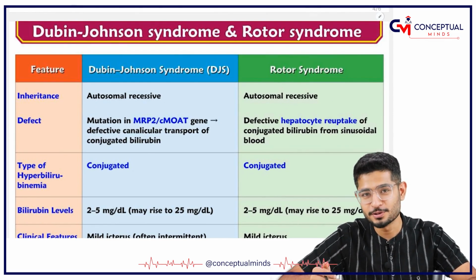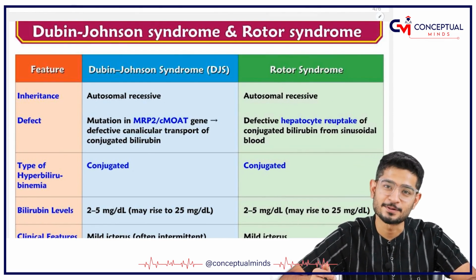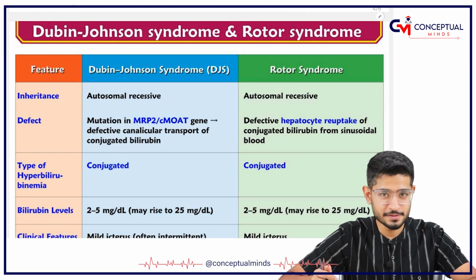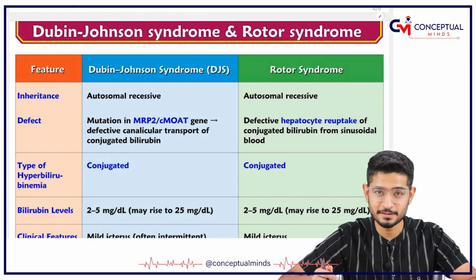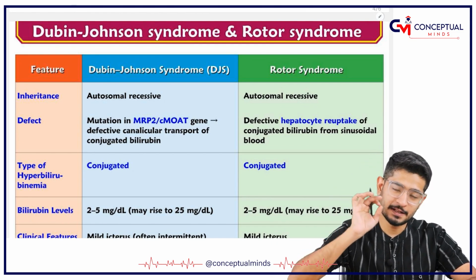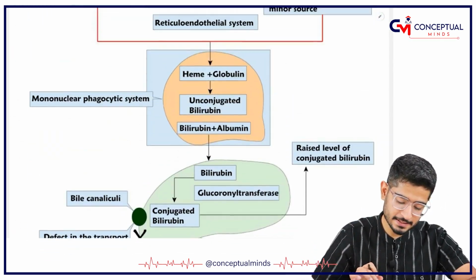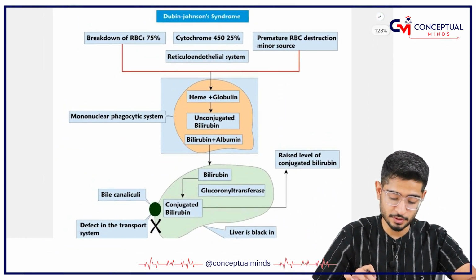One is going to be Dubin-Johnson syndrome and the other is going to be Rotor syndrome. Dubin-Johnson and Rotor, these both are hepatobiliary pancreatic disorders. Let's quickly understand one by one what the important aspects are. So let's first understand the Dubin-Johnson.